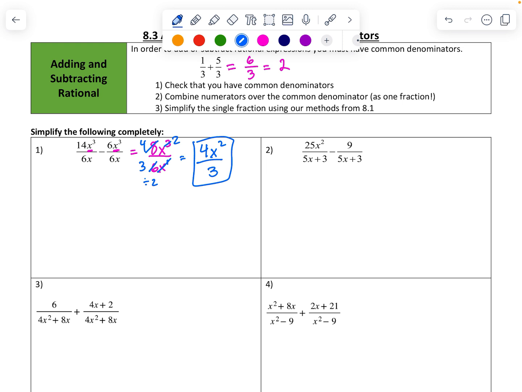Number 2, I've got a subtraction sign, and I see common denominators. So my denominators stay the same. And on the top, these are not like terms, so I'm just going to write them next to each other.